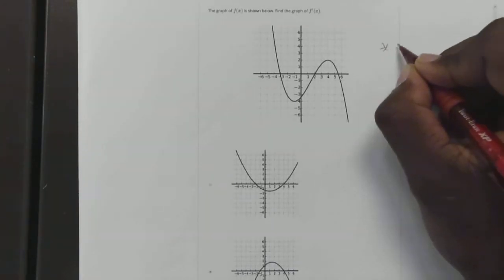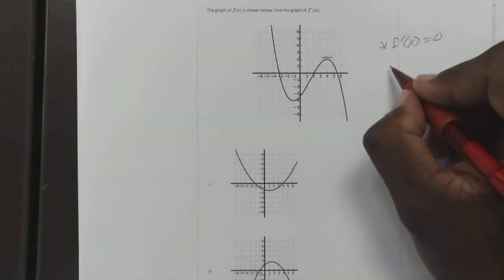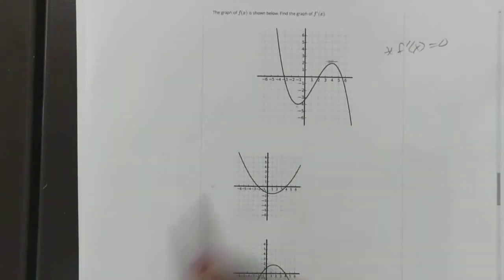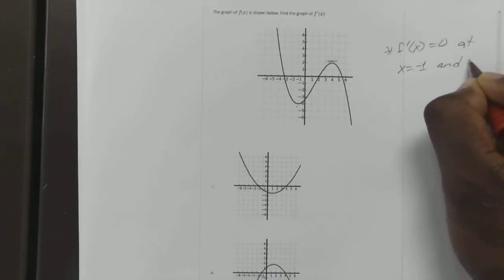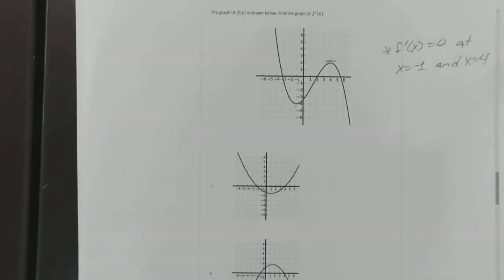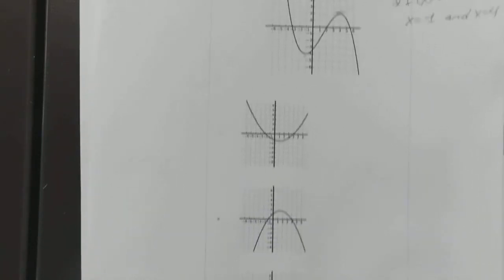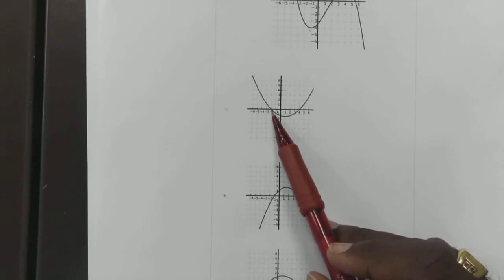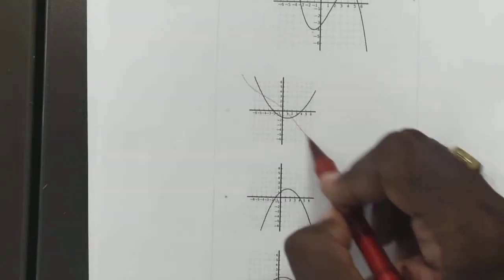Okay, so here we know that f prime of x equals 0 at 4 and at negative 1. So all we have to do is look for any graph that crosses the x-axis at 4 and -1. Okay, so this one doesn't cross at 4 and -1. But does it? Can't really see. Nope, it doesn't. So this one's out.